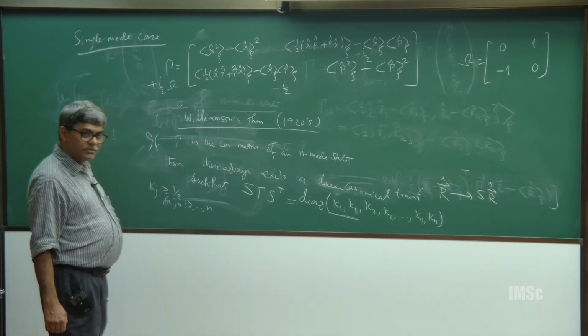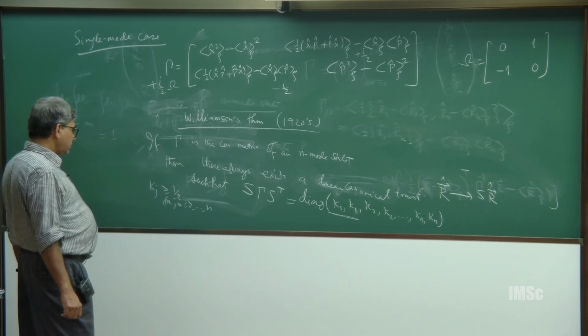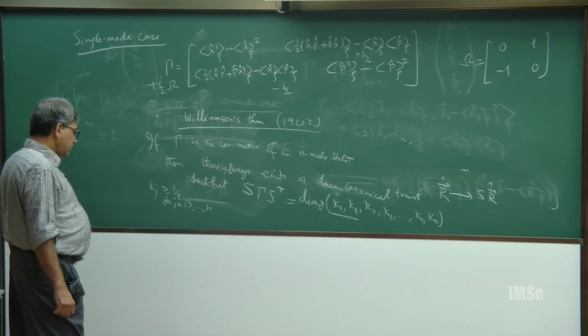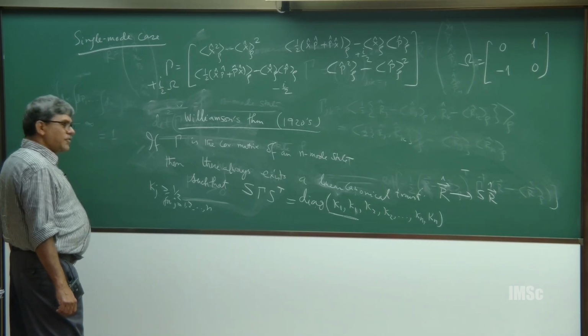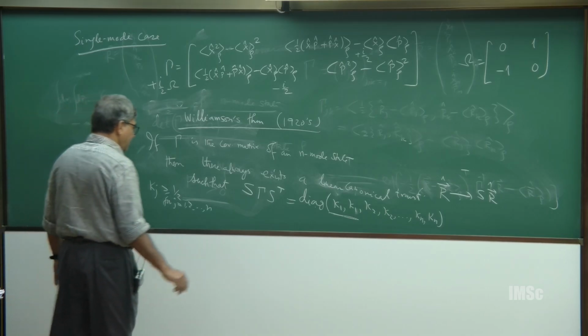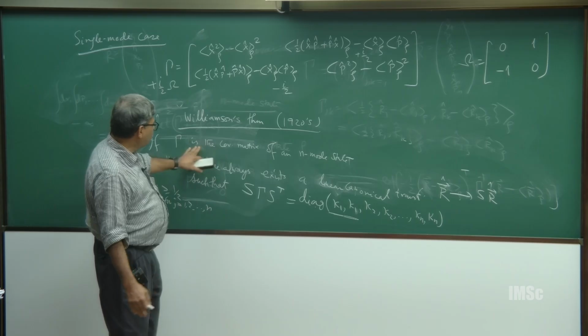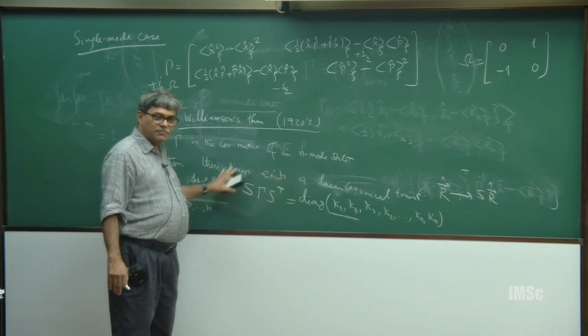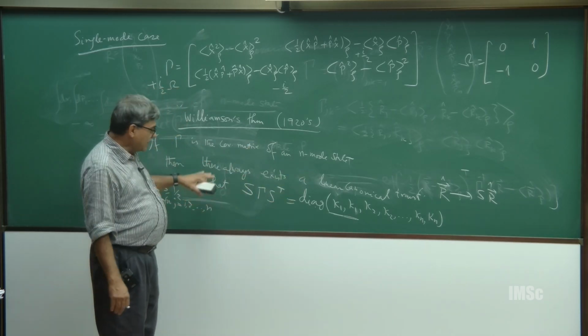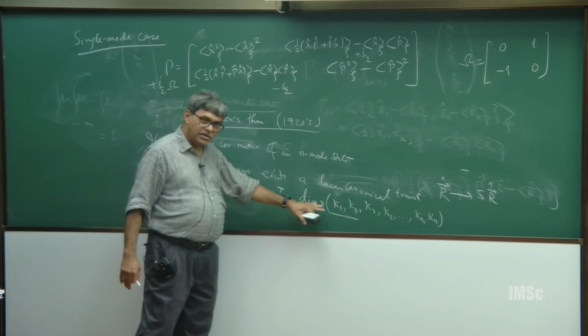What are those kappas here? And the condition is that kappa j should be greater than or equal to half. Yeah. I will give examples, because I am not going to prove this theorem, it is much more complicated. I will give an example of how to get this, okay.